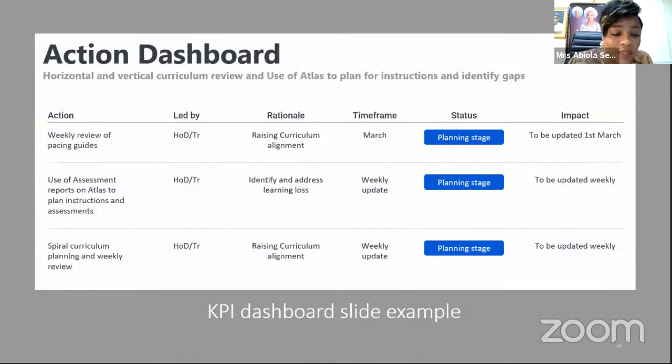So look at what the dashboard may look like. So number 1, weekly review of the pacing guide. Pacing guide is similar to the running sheet that myself and Christine have used during this training. Okay, so I guess it would also be similar to the schemes of work, right? What they're supposed to be doing on a weekly basis. So how is it being reviewed? Impact to be updated on 1st of March. Look at the time frame.